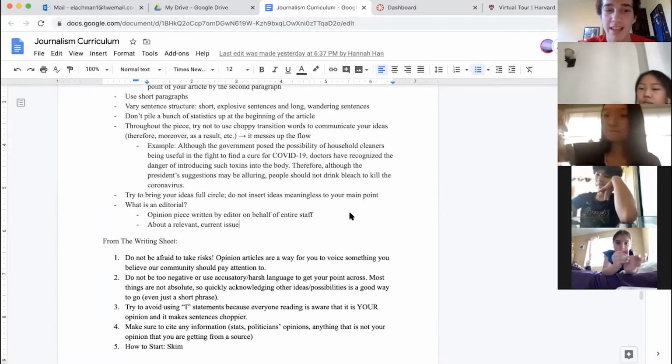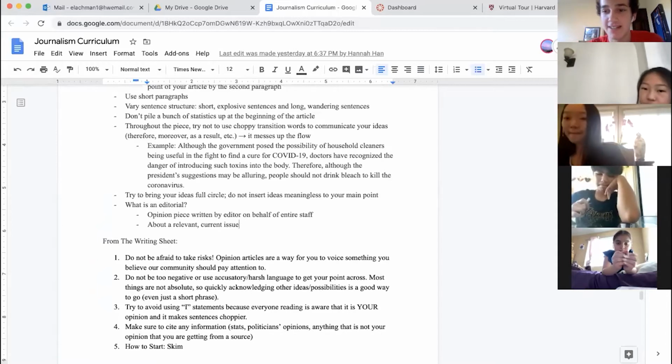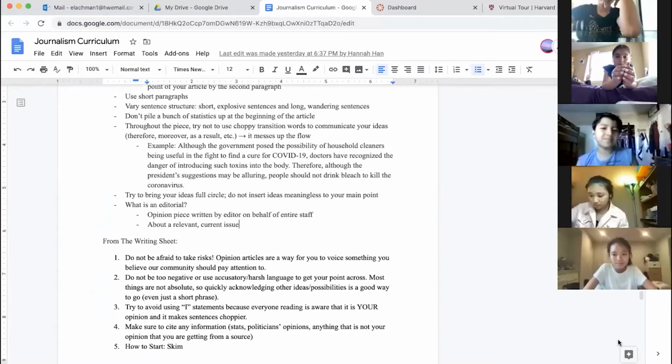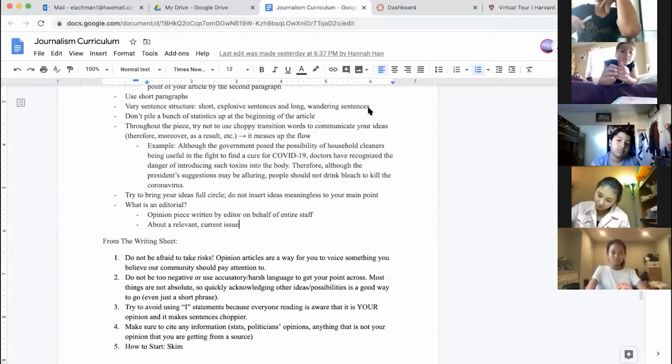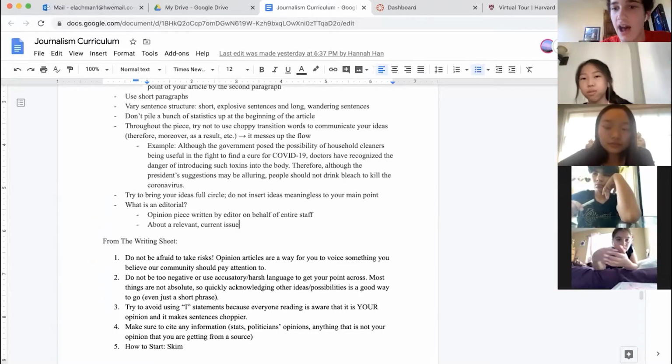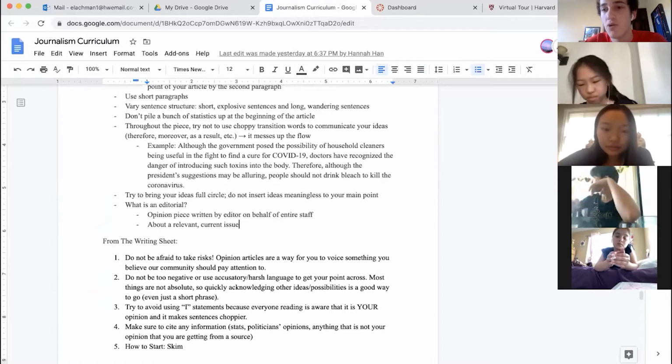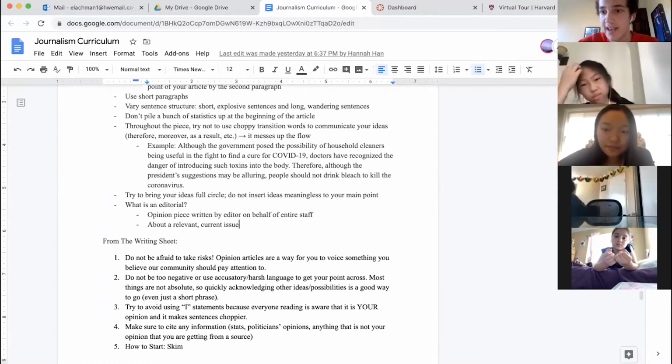Editorial. That's included in the opinion section, and that's just an opinion piece, and it's written by one person on the editorial board, so an editor, and it's on behalf of the entire staff. So that's usually about something that's relevant and current to the newspaper and their audience, or something that the community as a whole is facing.